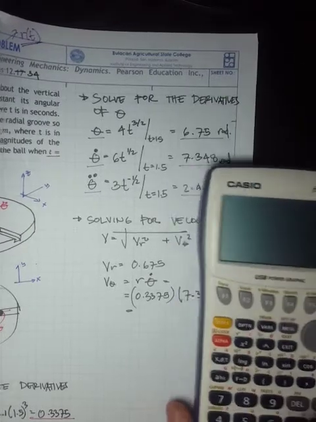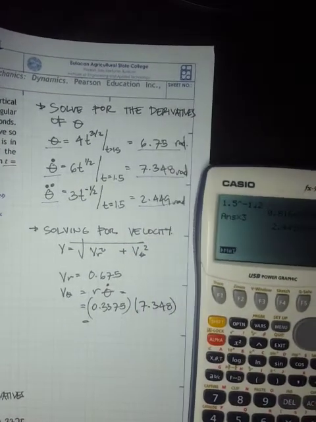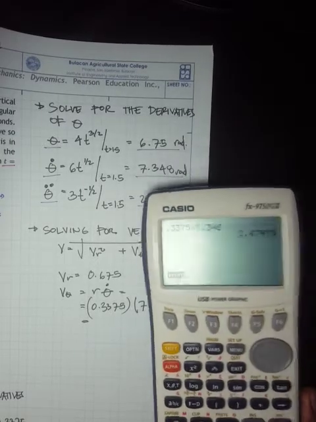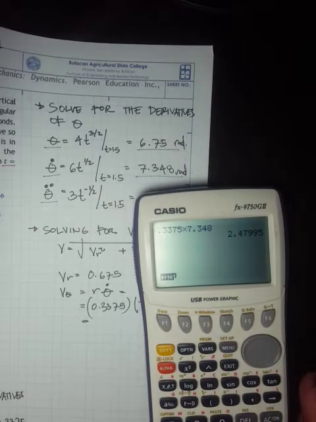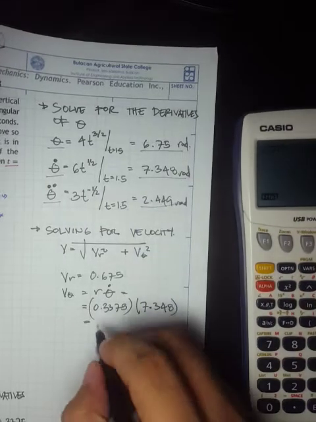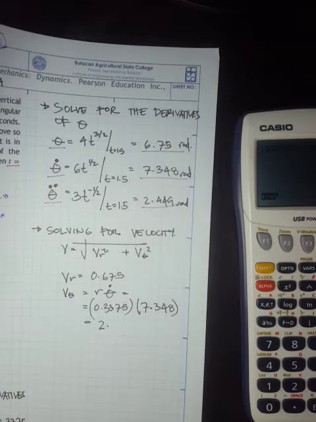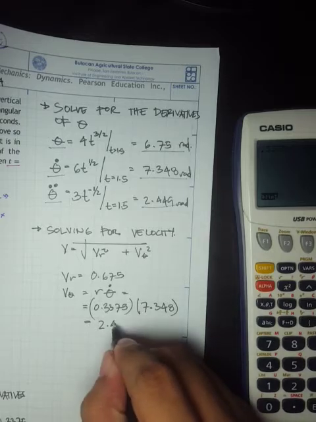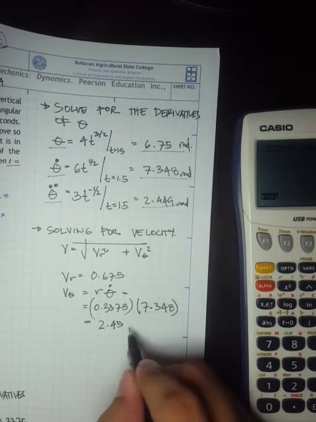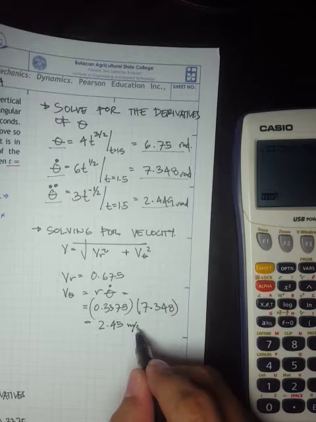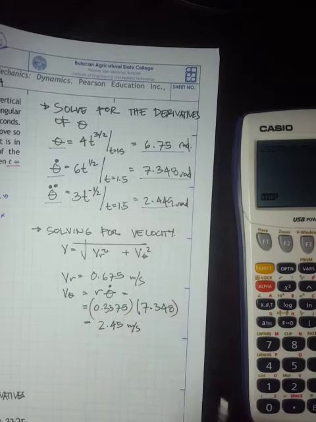So 0.3375 times 7.348. We have 2.4, let's say 2.45. That's now in meters per second, and this one is also in meters per second.